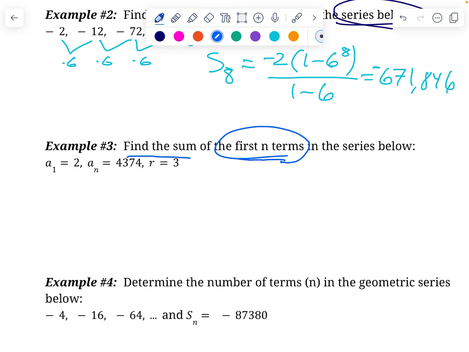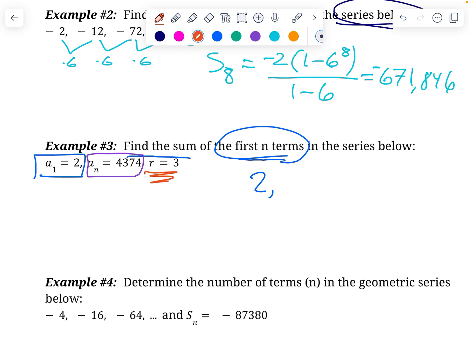What they are telling us about this pattern is that the first term is 2. If you haven't noticed, I always write out the sequence, so I don't go right to the formula. First, I start thinking about the list they're talking about. You're talking about a list of numbers with the first number 2, and an nth number of 4,374. In other words, a last number of 4,374. Okay, that's the last number they want me to add up, but they don't tell me whether that's the 19th number, the 7th number, or the 48th number in the list. It's kind of weird. And they give me the common ratio.